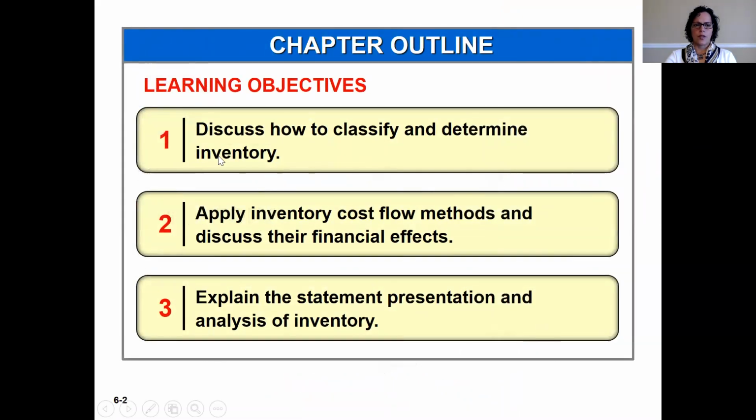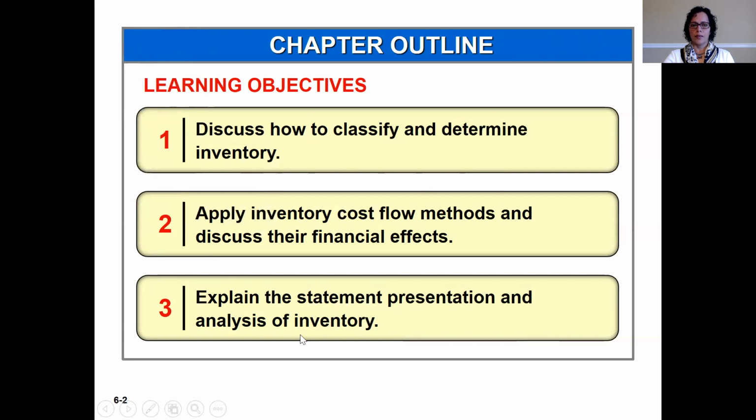To recap, our learning objective for the first video was to discuss how to classify and determine the inventory, and second, to apply the inventory cost flow methods and discuss their financial effects. So in the first learning objective, again, to quickly recap, we had looked at the difference between a merchandising business and a manufacturing business, what their inventory looks like, what items we include or not include in inventory. In the second learning objective, we had looked at the different cost flow methods. We looked at FIFO, LIFO, average cost, and also talked about specific identification method. And we had seen what the effect would be on the income statement if each of these 4 methods were to be applied for the exact same example.